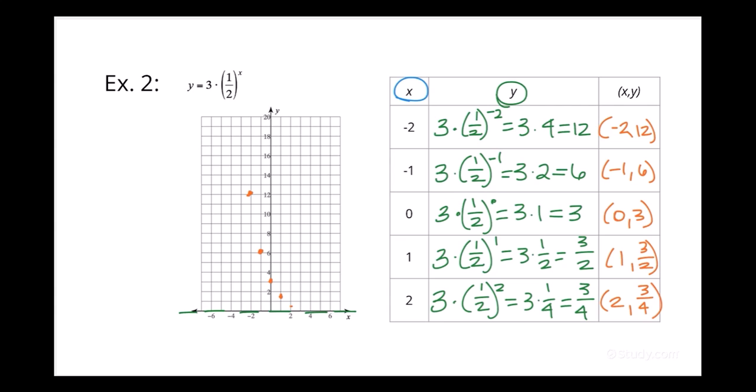The last thing we will do is connect all of those points to create our exponential decay curve. As x goes towards infinity, we're going to get closer and closer to that asymptote without crossing it or touching it. And that is the graph of y equals 3 times 1/2 to the x power.